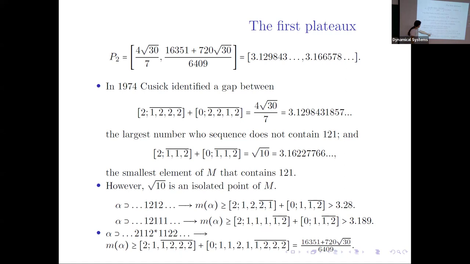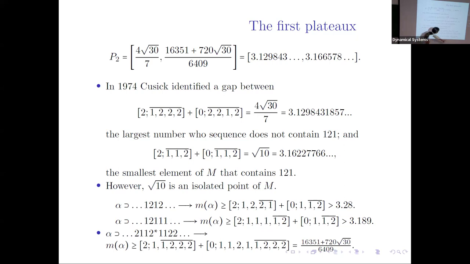Then you do the computation again, and you conclude that the smallest number that you can get is 3.189. You think, okay, 3.189, there is still a bit of a gap with 3.116. And then you think, okay, can we do even smaller than that? And apparently, if your sequence has this subsequence, then your Markov number turns out to be at least this one.